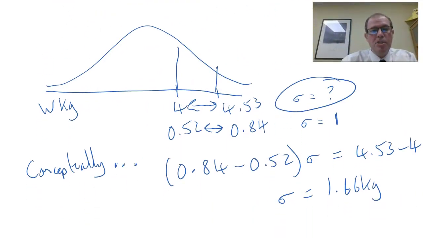So that is conceptually much easier, and then you can substitute sigma into either of the two equations to get mu. So this is the way I prefer.